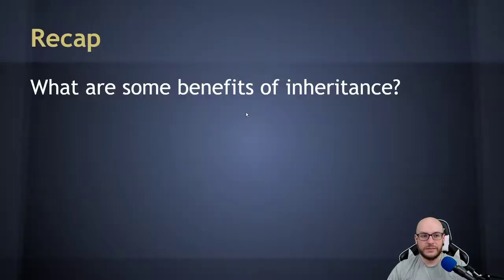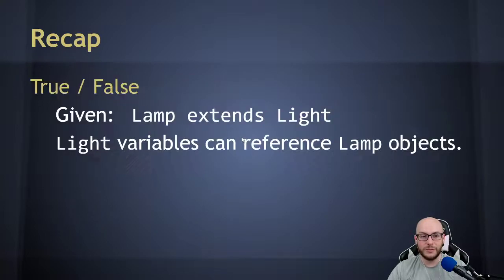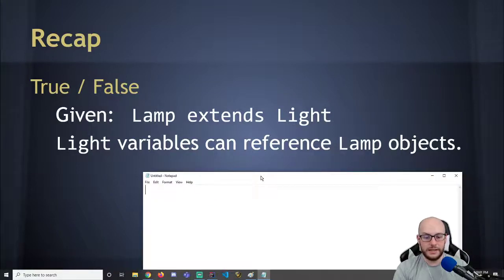All right. What are some benefits of inheritance? We have is-a relationships. We can reduce duplicate code, and we enable polymorphism. True or false? Given that lamp extends light, light variables can reference lamp objects. Okay, what am I asking here? We'll go to Notepad for this. I'm saying lamp extends light. So we actually have a hierarchy kind of like this. I'm showing it sideways. That's a little bit unfortunate. What if I did this? Does that make everyone happy?